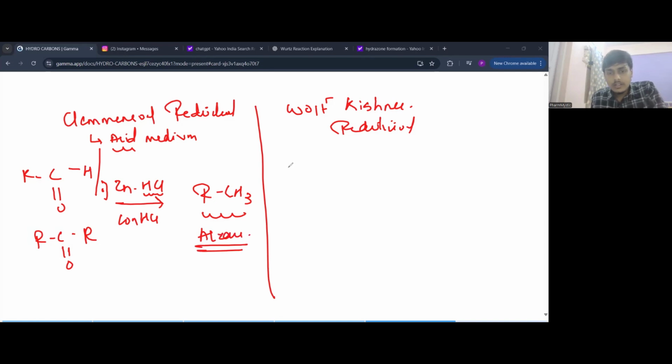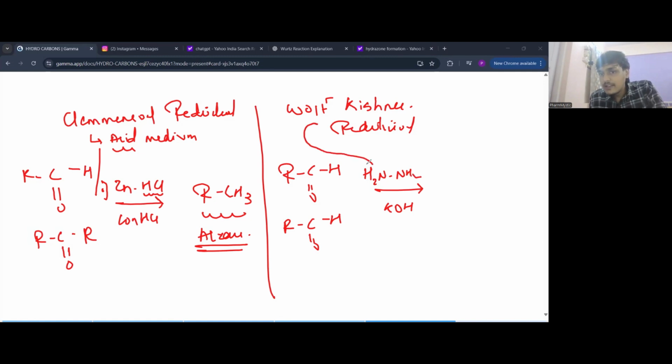Here also in Wolff-Kishner, the starting material is aldehyde and ketone. The reagent we use is basic hydrazine. This is the distinguishing part. In Wolff-Kishner, we use basic reagents and in Clemmensen, we use acidic nature. By this Cl, you can remember HCl, that is concentrated HCl we use in Clemmensen reduction. In Wolff-Kishner reaction, we use base to get alkane.